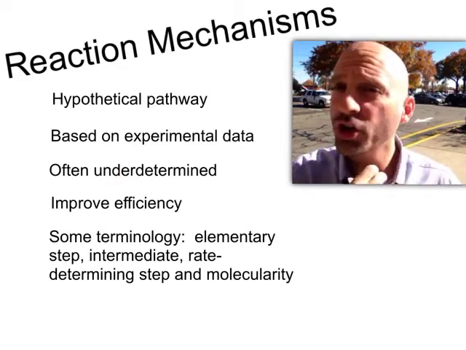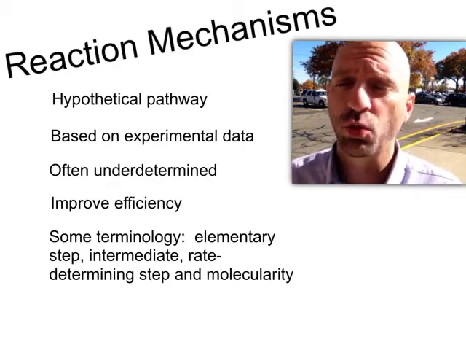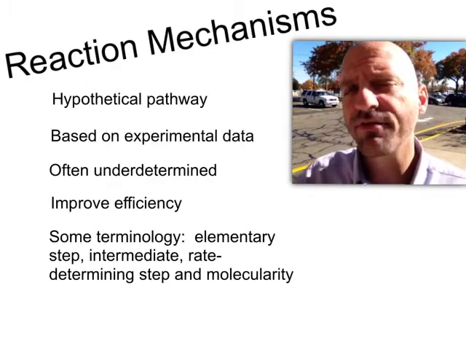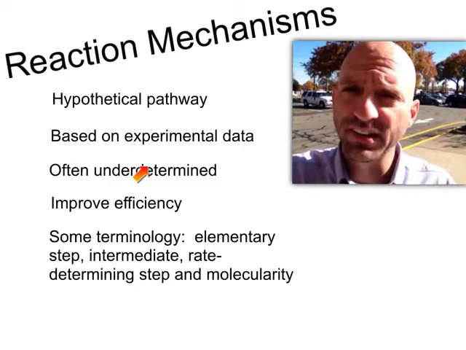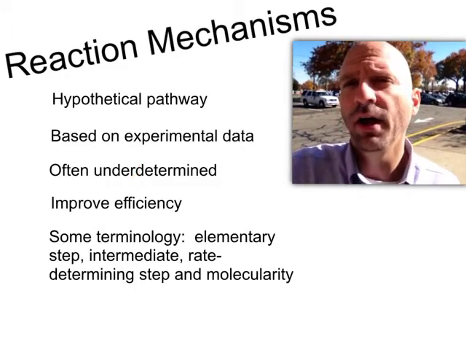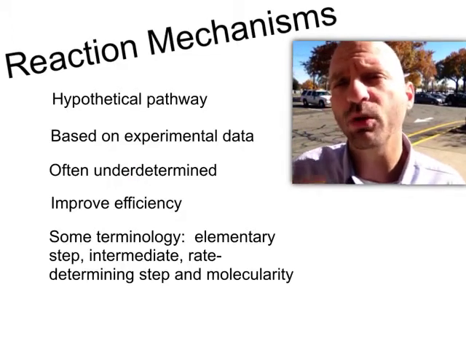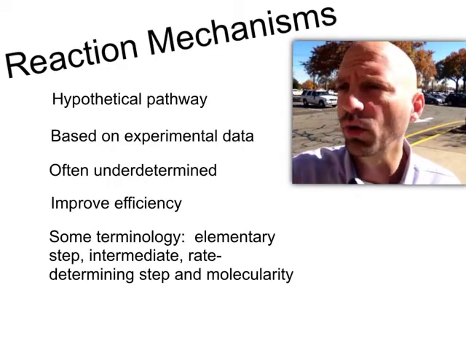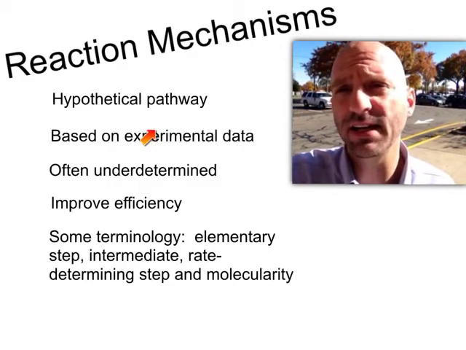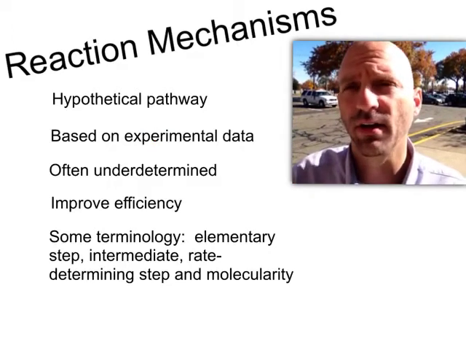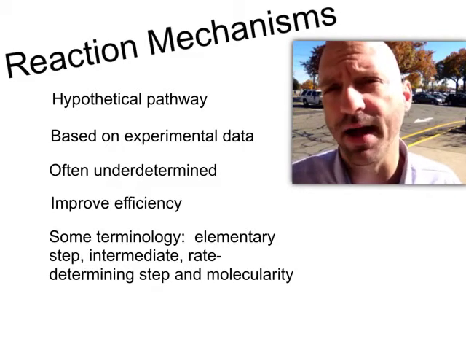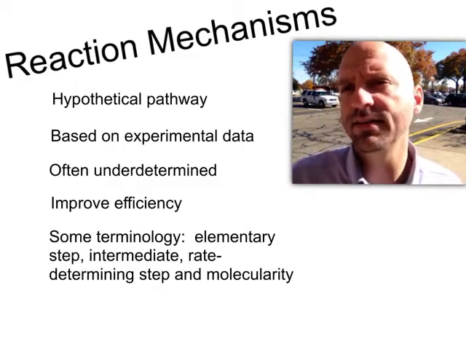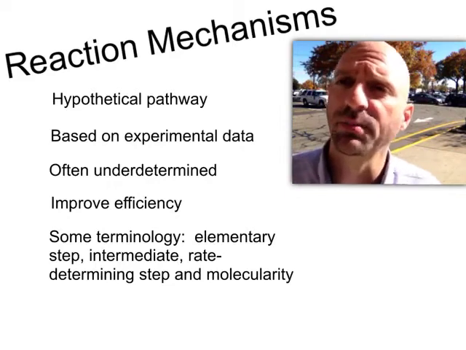You might have a lot of good data, you might have a lot of good reasons why you think it's true, but you can never absolutely prove a mechanism. It's always, the fancy term is, underdetermined. And so how are you going to base your ideas? Of course, on experimental data. One really key point is that your reaction mechanism is going to have to match the rate law. We'll get into the details of that as we look at some examples.